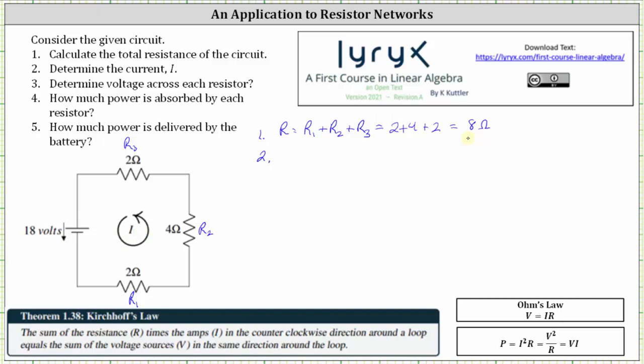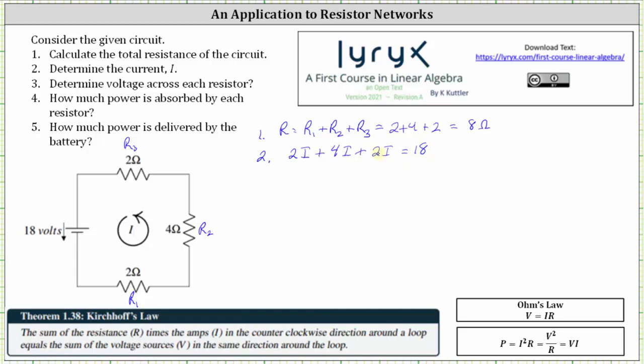Instead of using the equation 8I is equal to 18, let's work our way around the circuit to set up the equation, which is what we will do when we have a more complicated circuit. So starting with resistor 1, I times R would be I times 2, or 2I, plus for R sub 2 we would have I times 4 ohms, or 4I, and then plus for resistor 3 we would have I times 2 ohms, or 2I, equals 18.